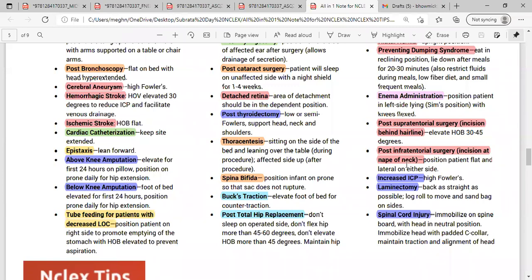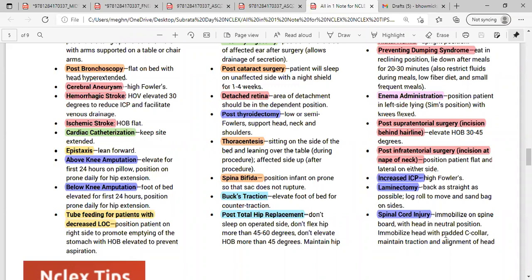If any patient has increased intracranial pressure, it is good to use high Fowler's posture above 60 degrees. If a patient has a laminectomy, keep the back as straight as possible, log roll to move, and turn to one side. If any patient has a spinal cord injury, the first priority is immobilization. Immobilize on a spine board with the head in a neutral position.